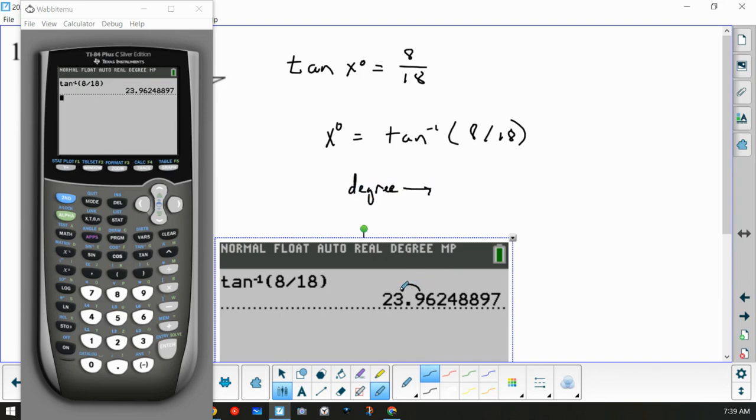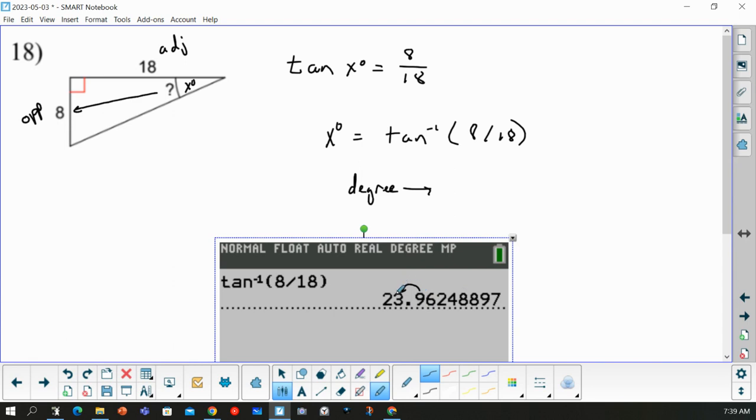I would say, okay, I'm going to look at that. That means that 3 needs to be rounded up. And so that's what I would do. I'd say 23.9. That 9 tells me that 3 needs to round up. So the nearest whole degree would be 24 degrees.